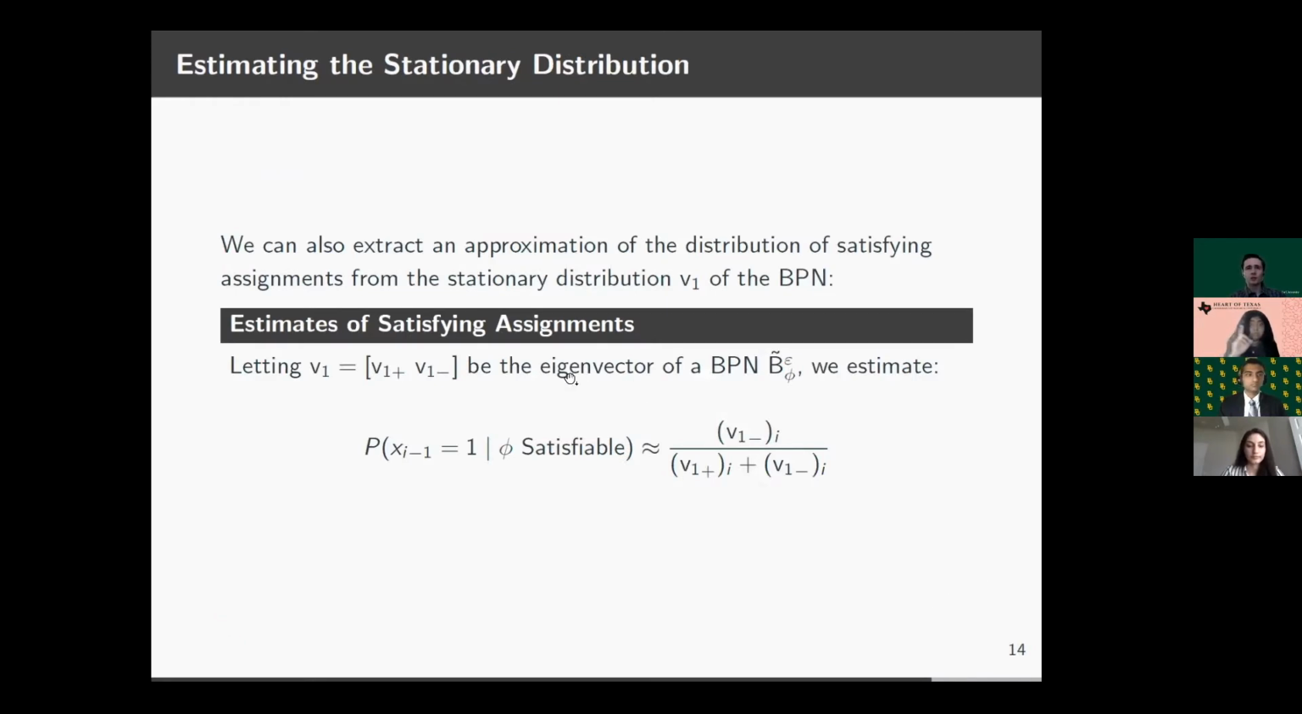One other thing we can do is extract information about the stationary distribution using this formula here. So we can estimate the probability that a given variable has a particular assignment, assuming that satisfying solutions exist, by taking the corresponding entries in the stationary distribution of the belief propagation network.